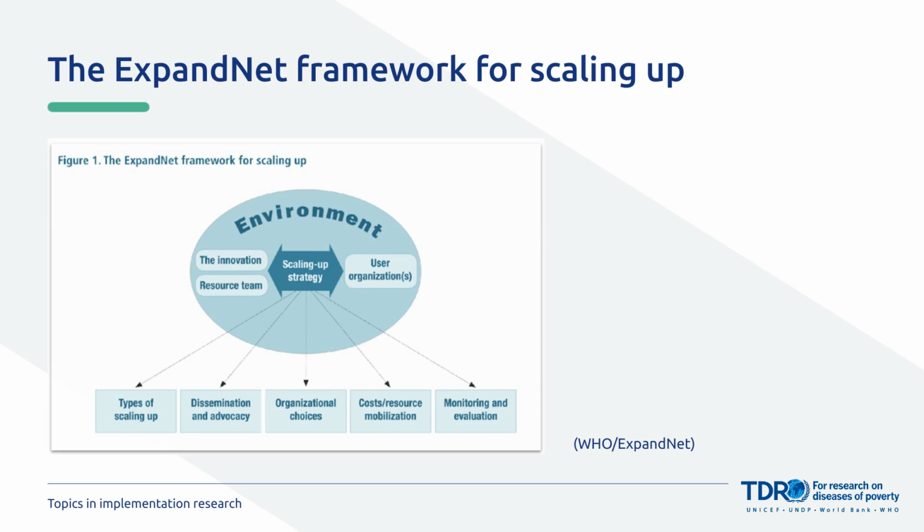This framework portrays scaling up as a system consisting of 5 constructs: the innovation, the user organization, the environment, the resource team or organization, and the scaling up strategy, all of which interact with one another. The framework focuses on evidence-informed interventions that are scaled up at the organizational level. Let's have a quick look at the 5 constructs in the ExpandNet framework.